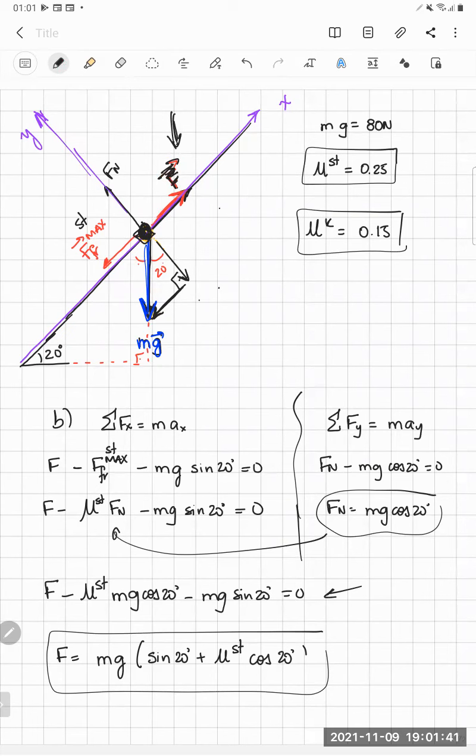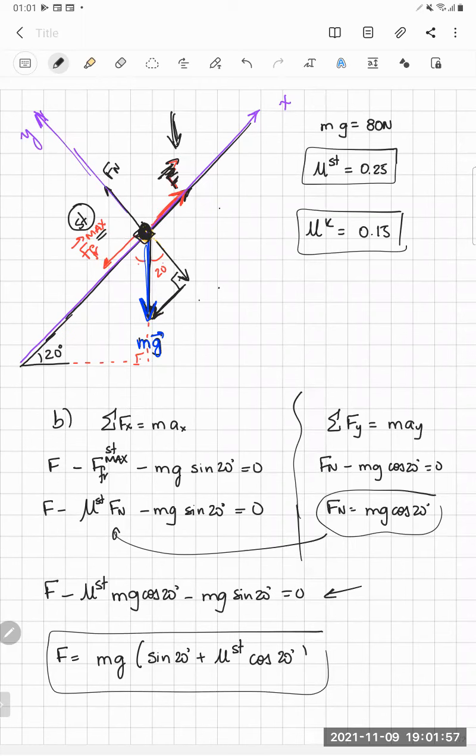So we had that maximum friction force against the motion. And that's why we are writing here, this maximum friction force is static. We were about to start the motion. We had not started yet, okay?